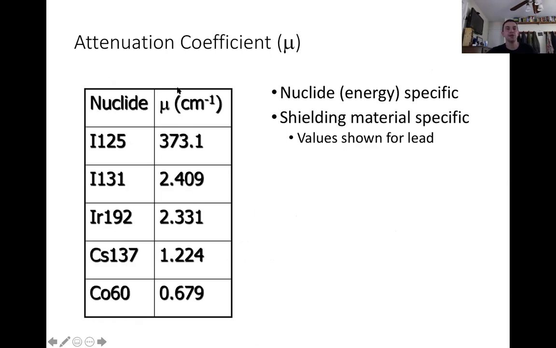So the attenuation coefficient is nuclide specific because they all decay with a different energy. Something that's very low energy will have a comparatively high mu, because that means that a lot of the energy coming from that isotope will be stopped by a certain thickness of lead or whatever material you're going with. This is for lead specifically. So it takes a very little amount of lead to stop I-125 photons. Contrast that with something like cobalt-60, which you need a lot of lead because it's a high energy photon.